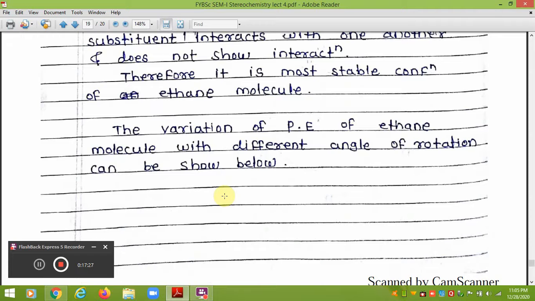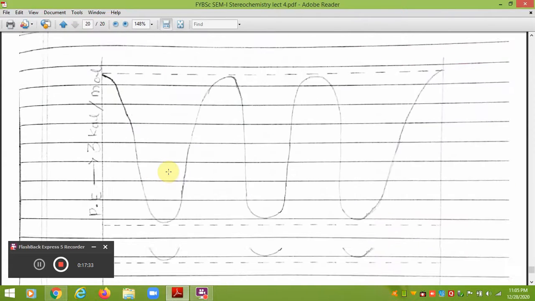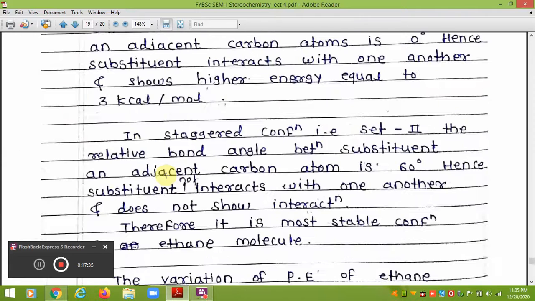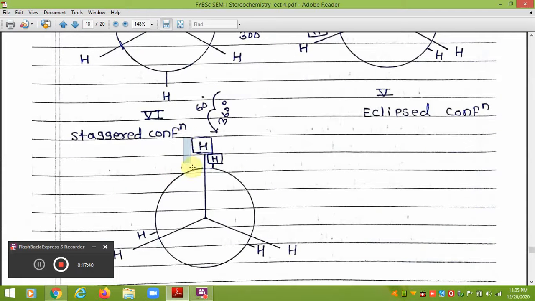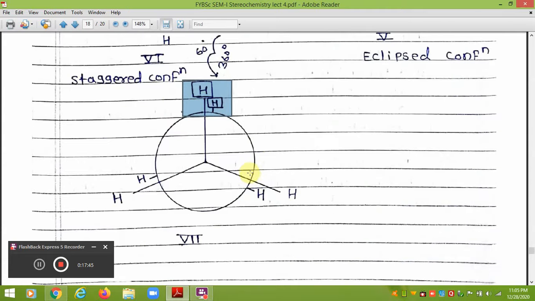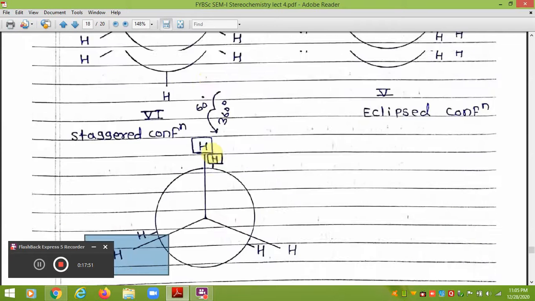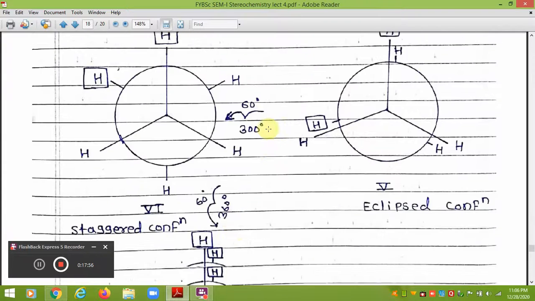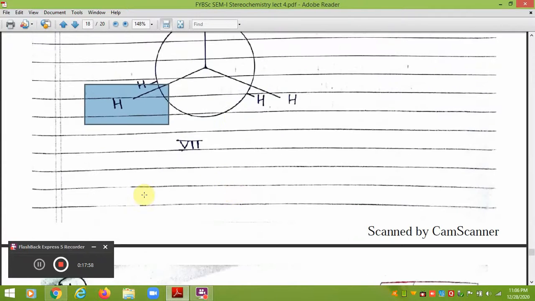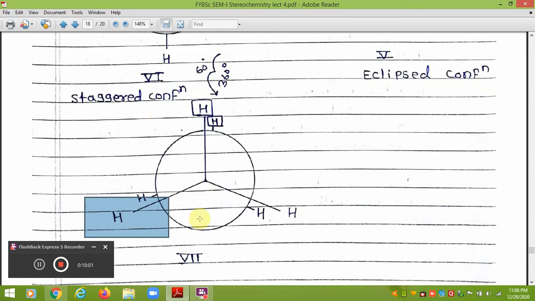If we look at the variation of potential energy of the ethane molecule with different angles of rotation, we get this. Whenever we talk about the eclipsed conformation, there are 3 pairs of eclipsed hydrogen interaction. One is this, second one is this, and third one is this. Each eclipsed conformation, meaning structure number 1, 3, 5 and 7, has 3 eclipsed hydrogen interactions.